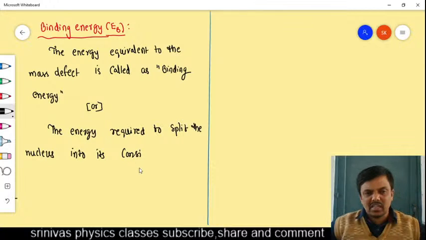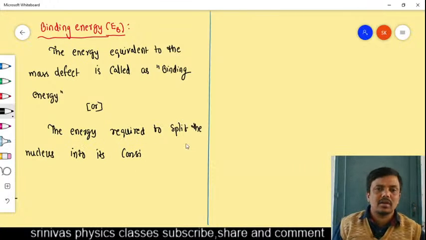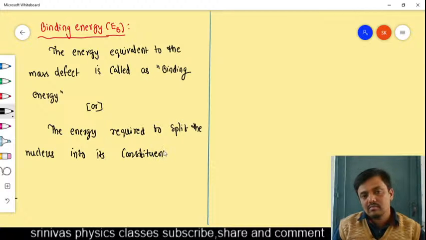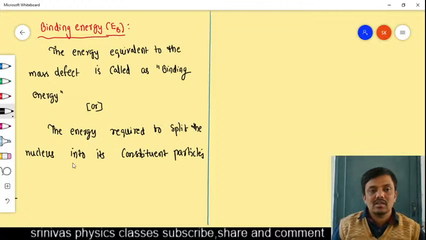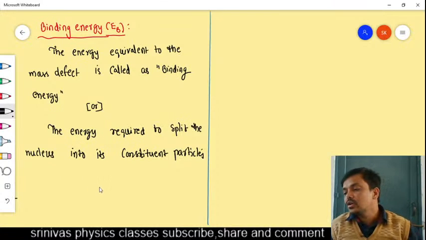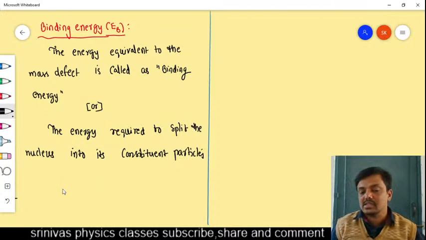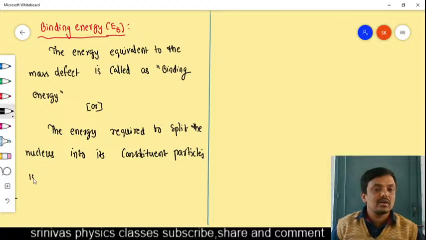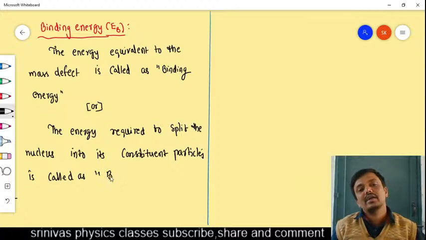For example, we want to split the nucleus into nucleons. For that, how much energy is required? The energy required to split the nucleus into its constituent particles, the nucleons, is called the binding energy. Understood? Okay.